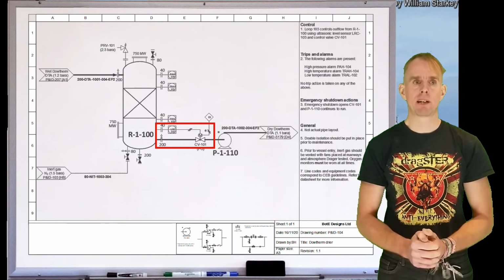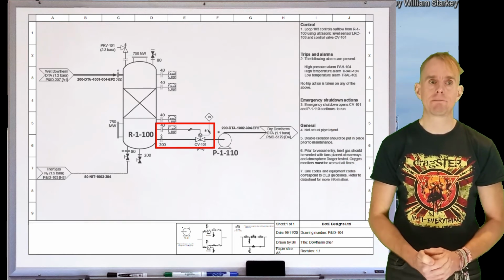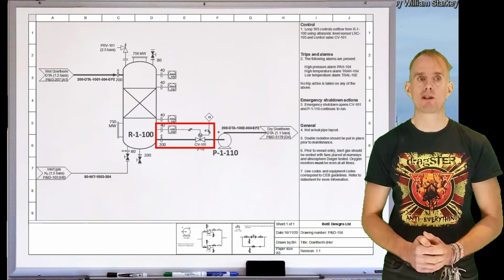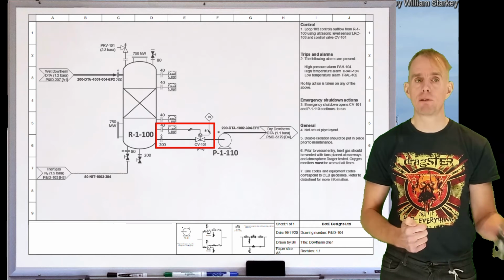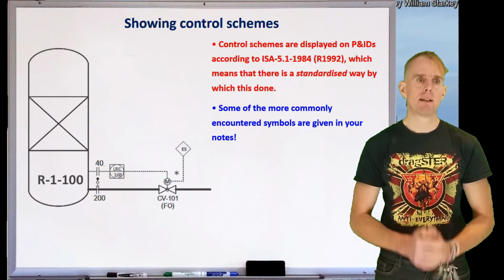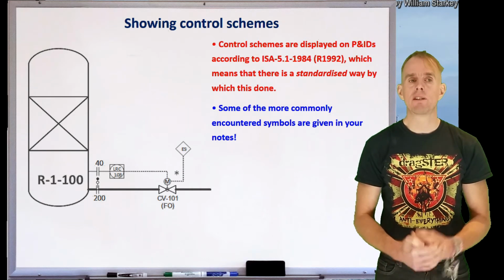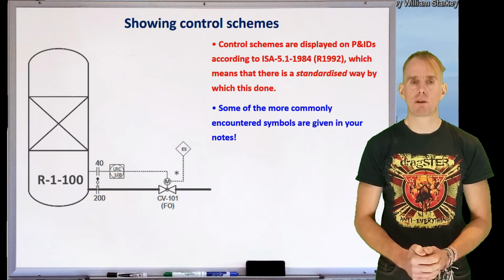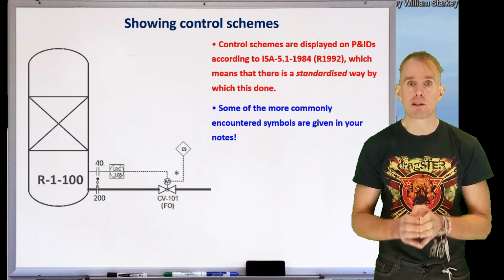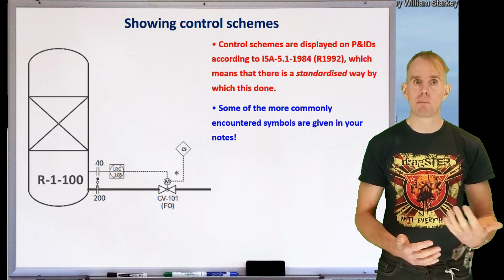Okay, let's zoom back out again, and let's have a look at a very simple example of a control system. So there's a control system here which controls the level in the base of R1-100, and it does so through a control valve. So let's see how that's constructed. Now, control schemes are going to be used by the control engineers in order to design the electrical and pneumatic equipment required to suitably control your plant. And so you as a chemical engineer need to make sure that you are drawing these control schemes to a standard that is understandable by other disciplines.